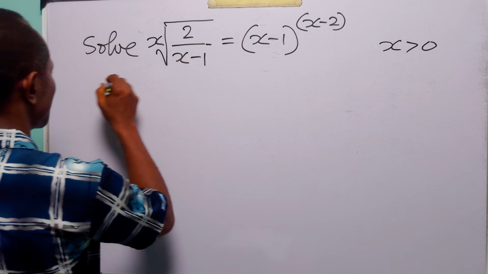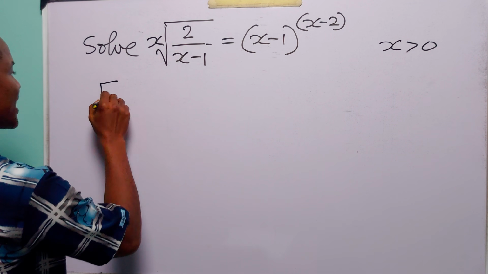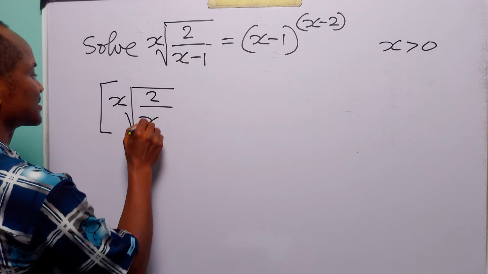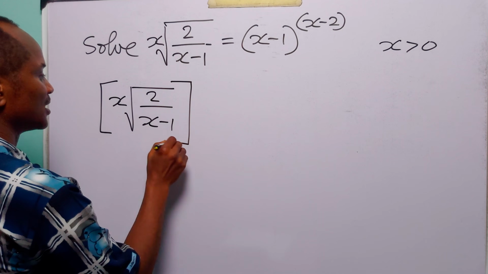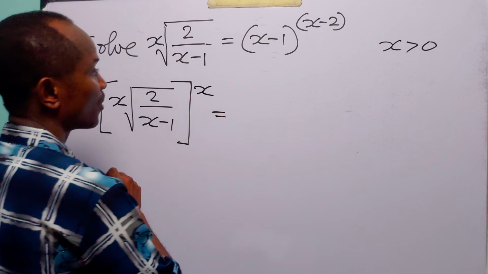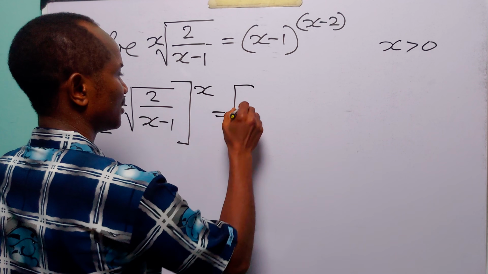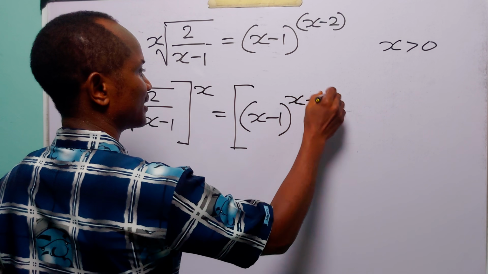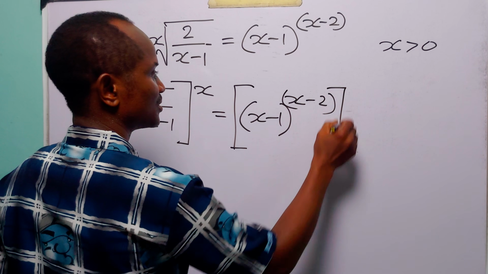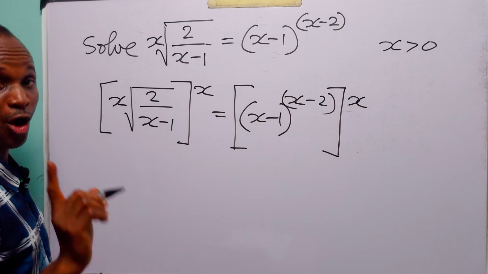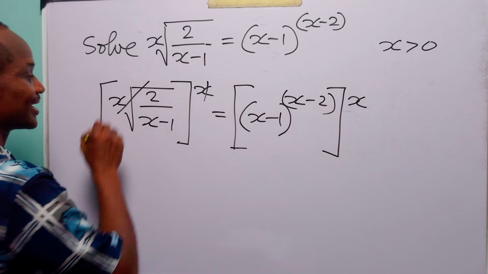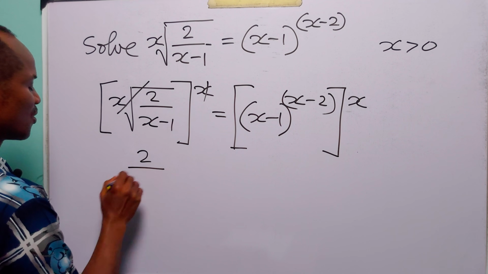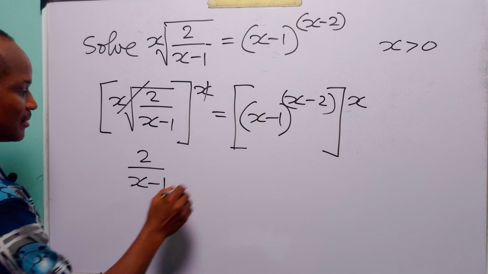When we do that, we have that the x-th root of 2 over x minus 1, to the power x, is equal to x minus 1 to the power x, minus 2, to the power x. Of course, you know that this is going to take care of that. And on the left-hand side, we have 2 over x minus 1.